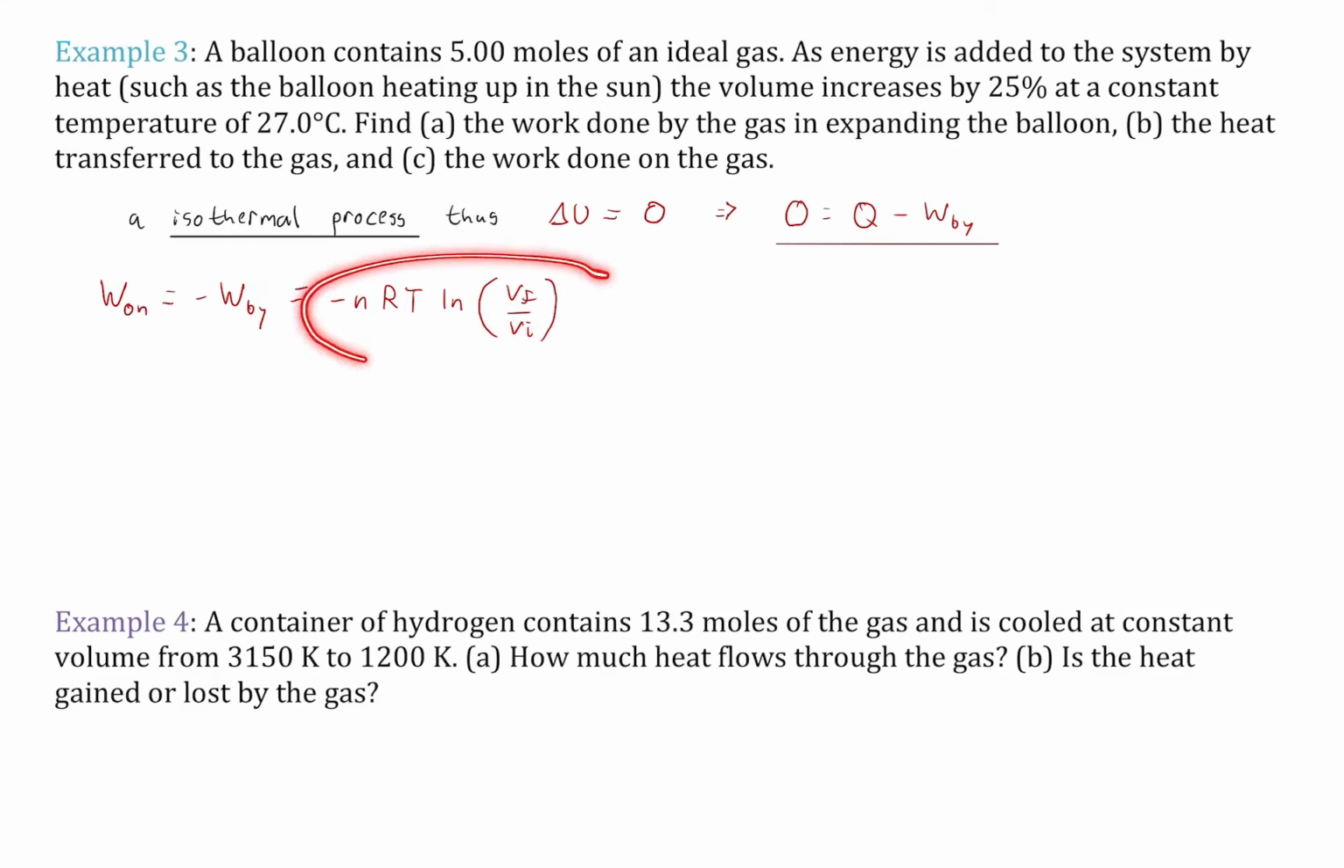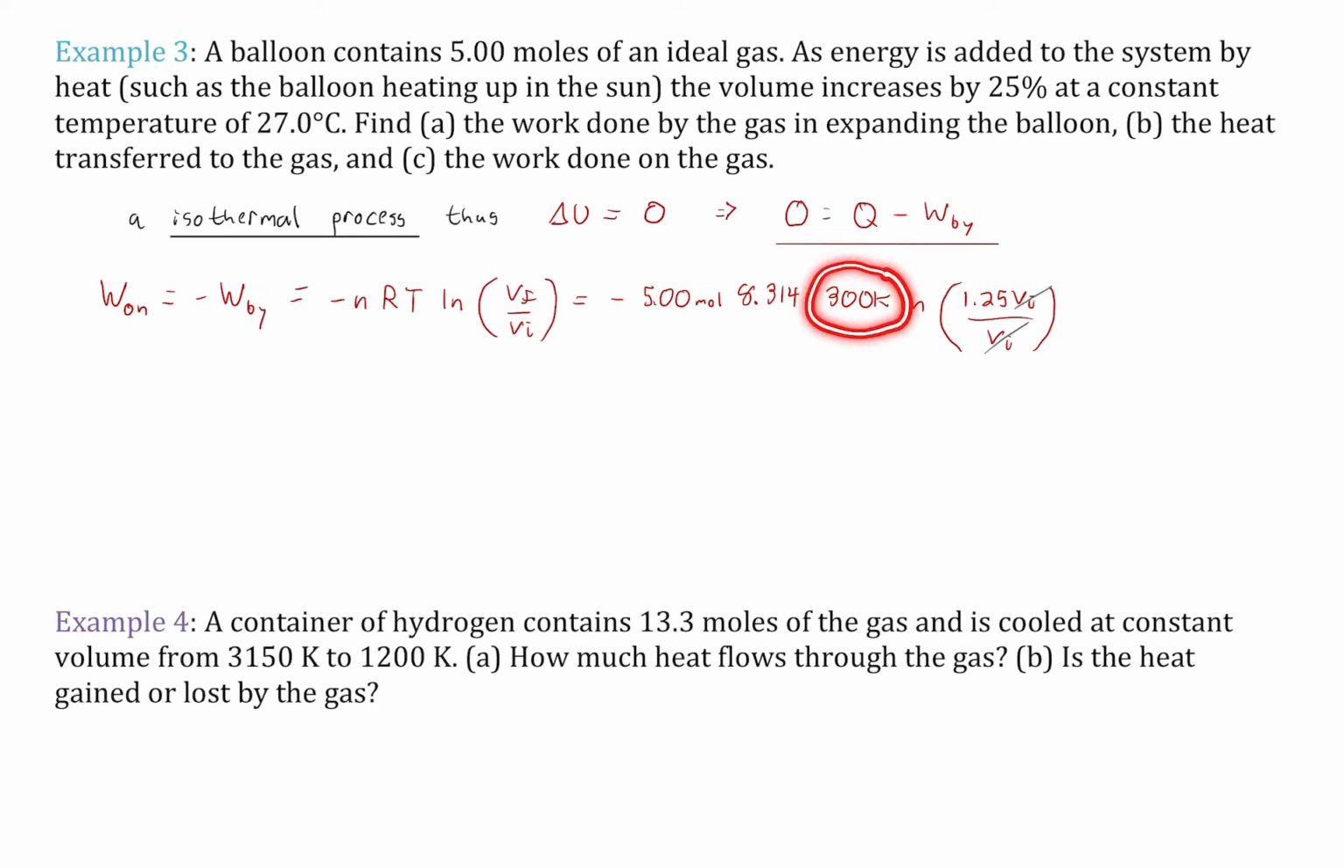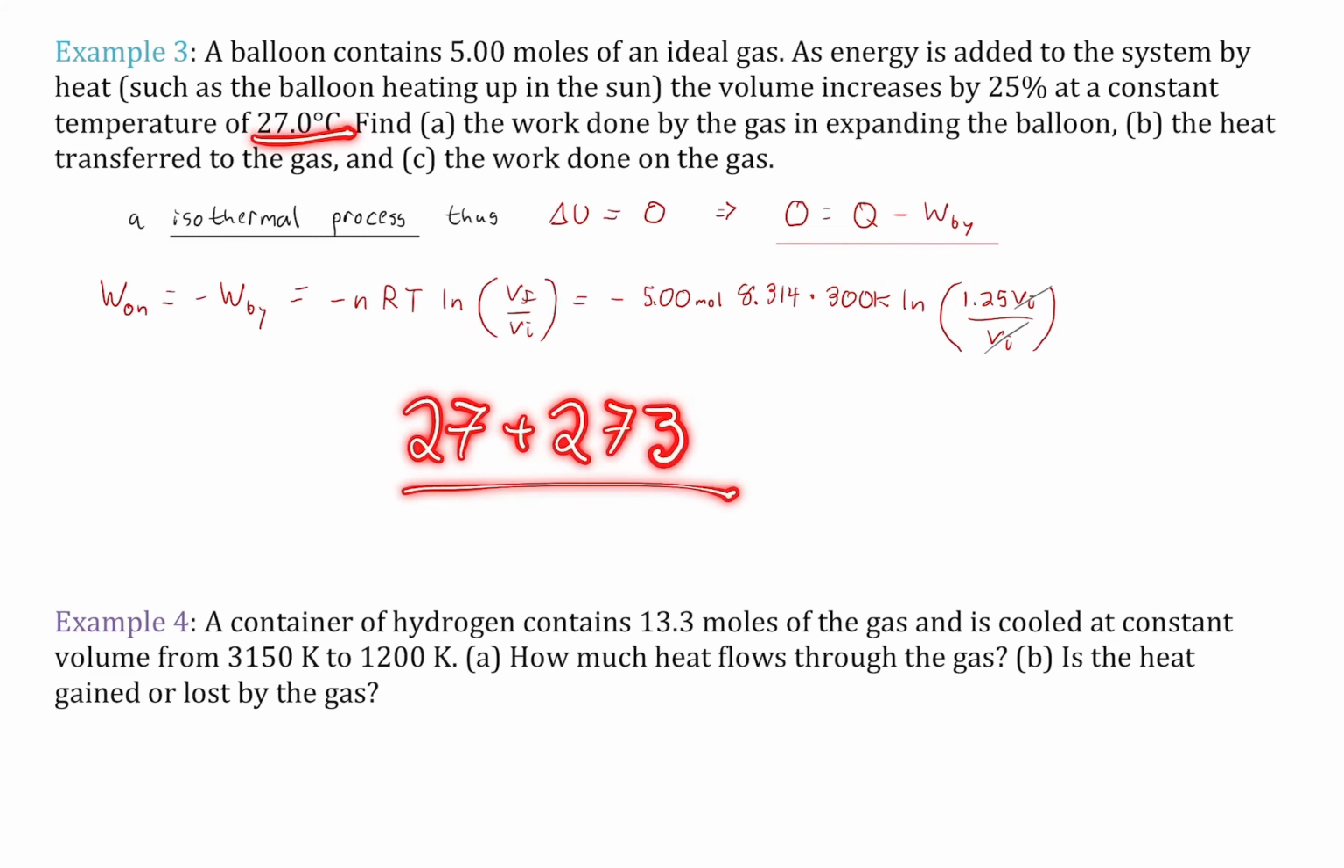So now we're just ready to plug everything in. We'll plug in our 5 moles, plug in our ideal gas constant, plug in our constant temperature. Make sure to convert it to Kelvin. This will give you the wrong number if you leave it in Celsius. Notice I converted it to Kelvin. The conversion is 27 plus 273. That's how you convert 27 Celsius to 300 Kelvin.